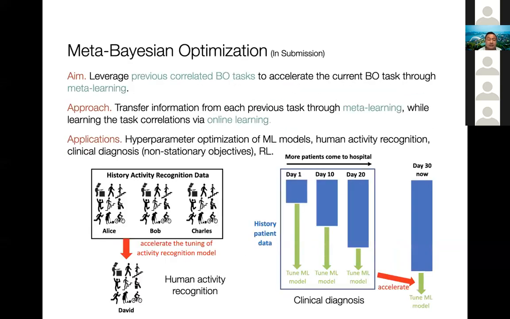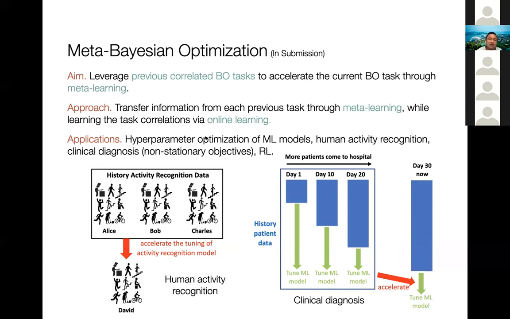Now, last but not the least, this is a work in submission. It pertains to the notion of meta-learning or transfer learning. In the event that I have some previous optimization tasks where I already have some data available, can I make use of those correlated tasks to help accelerate the performance of my BO in the current task? This problem is related to meta-learning, except that we're talking about optimization.